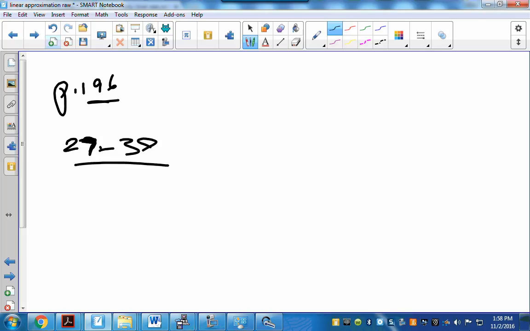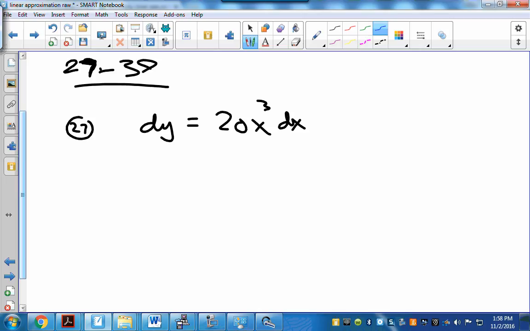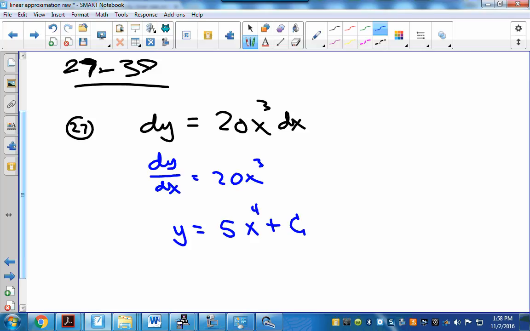I don't know how far you've gone through here. Let me step you through the first couple. 27 says dy is equal to 20x cubed dx. My suspicion is what most of you did was put the dx back over here, so you had the derivative was 20x cubed. And then you said, oh, that's like those quickie problems. The derivative is that, so now I can figure out what y is. I had to make that the fourth power, divide by 4. So it was 5x to the fourth plus some constant. And that's probably the way you did that, which is fine.